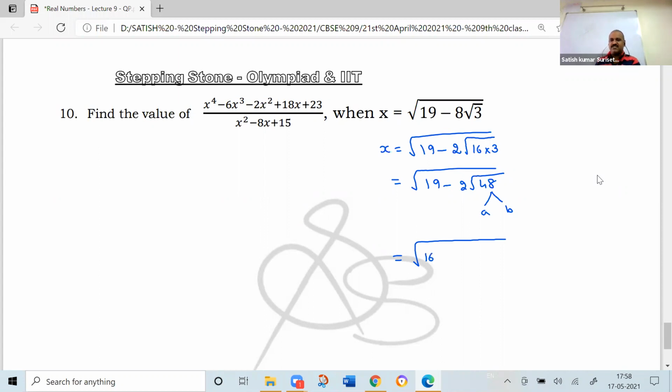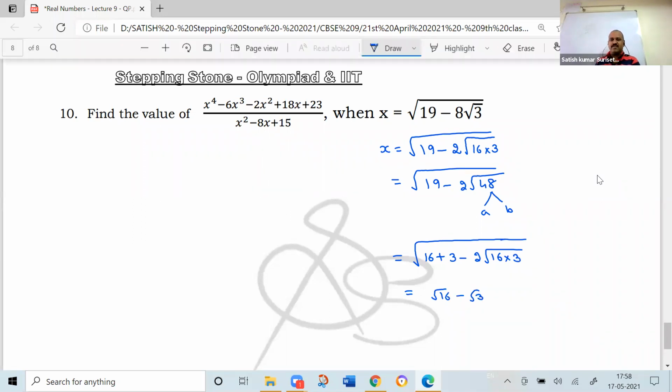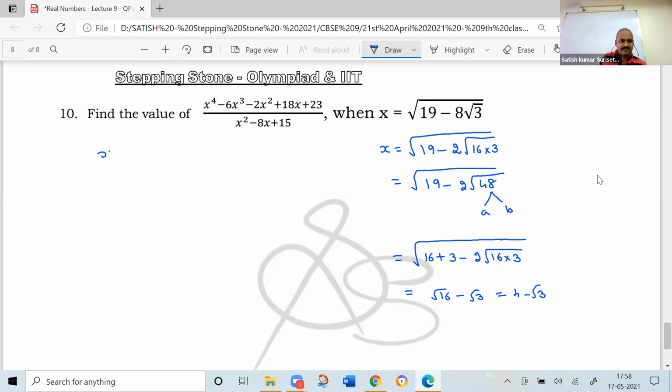So 16 and 3. So 16 plus 3 minus 2 root of 16 into 3. So 16 you can write as root 16 whole square and 3 as root 3 whole square. Then it will be what? Root 16 minus root 3. Square root will get eliminated. But root 16 is the same as 4, minus root 3. That means what we got, x as 4 minus root 3.